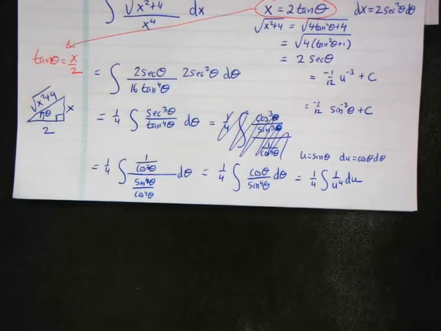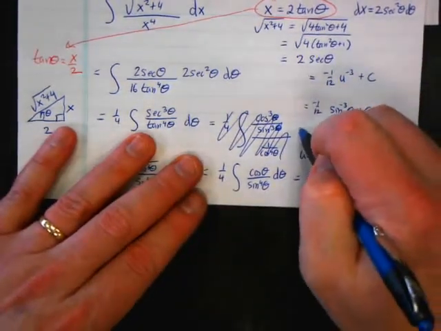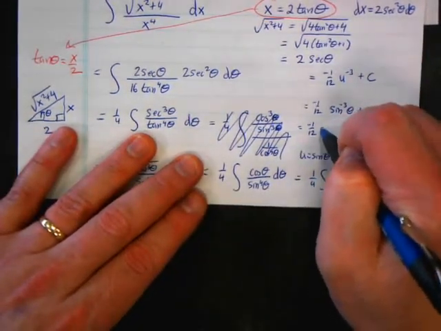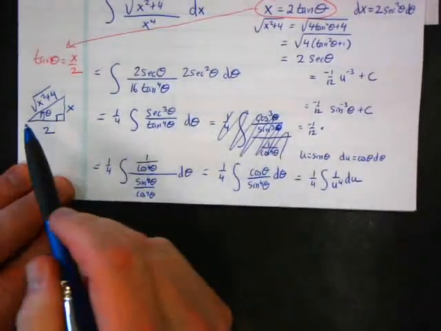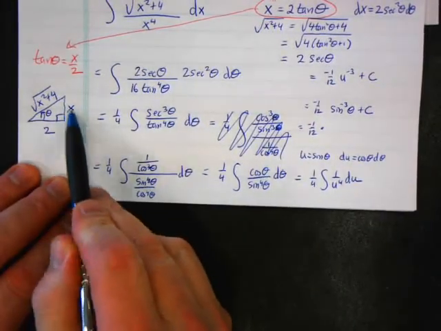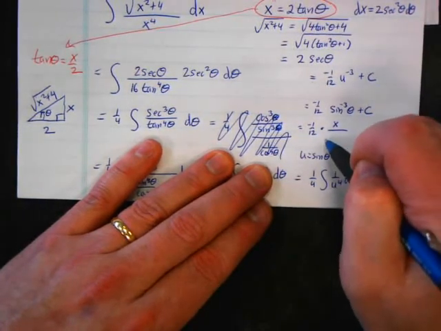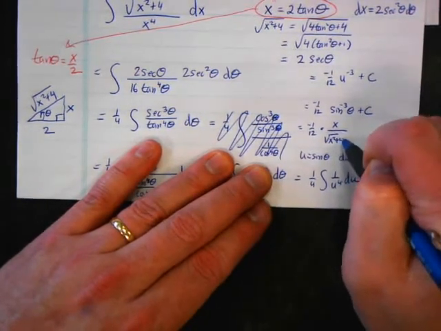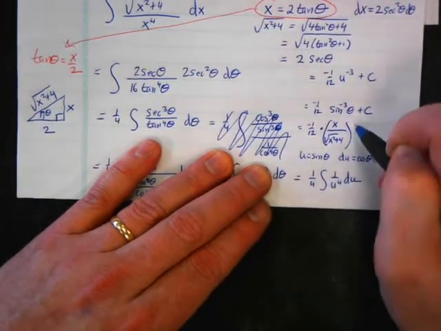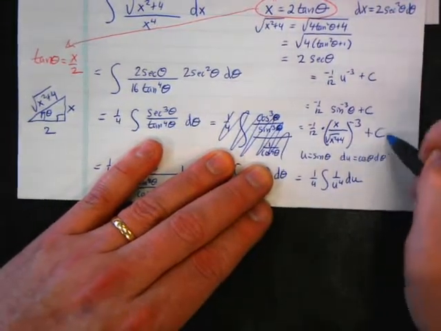So finally, final answer. Negative 1/12. And then sine is opposite over hypotenuse. So that's going to be x over the square root of x squared plus 4. And that entire thing gets raised to the negative 3 plus c.